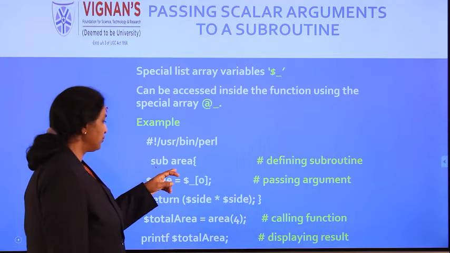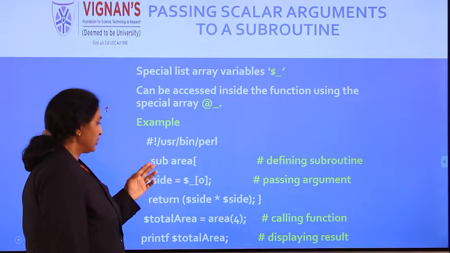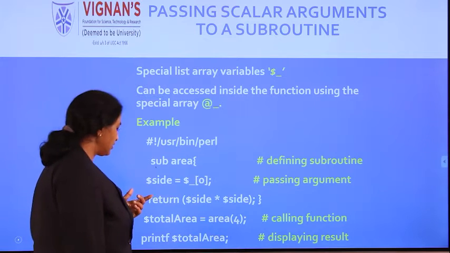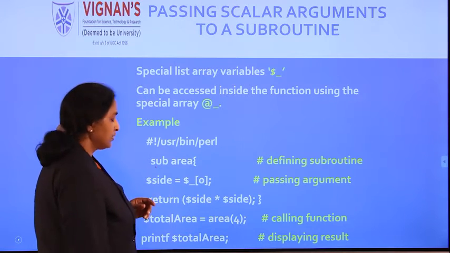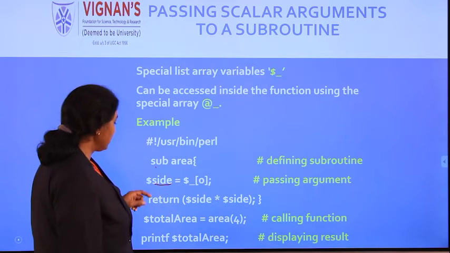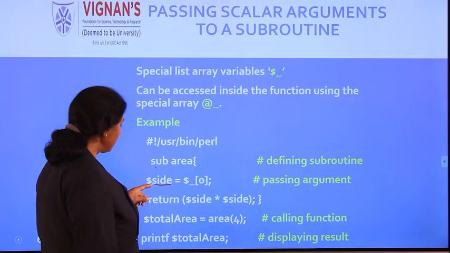Area I have to compute, so I have given the same name. The inner parameter is nothing but side. As you know, for a square the area is s squared, so s is nothing but the side. The variable is equal to side, and it is a scalar variable. That's why I am representing it with the dollar.